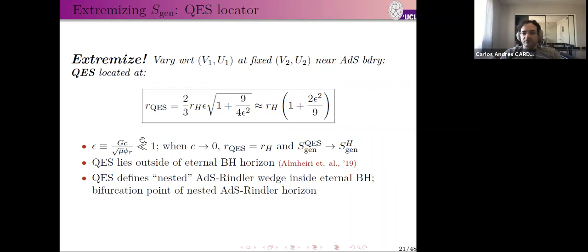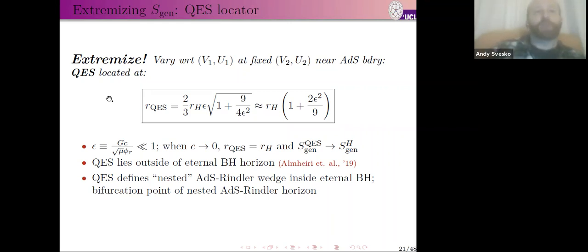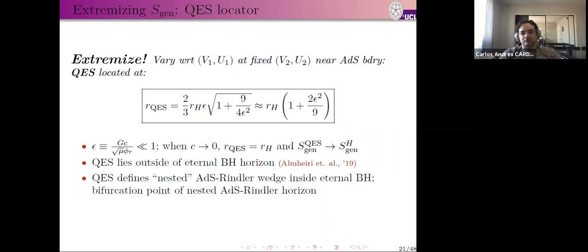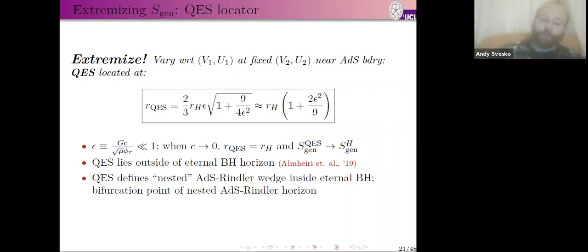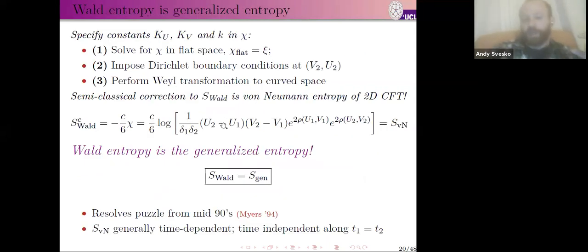Sorry, Randy, what are you extremizing? What is the quantity that you are extremizing? Yeah, so the way people discuss it is you're extremizing the location and the shape of the quantum extremal surface. Literally, you look at this function of u and v, you fix one of the endpoints, say u2, v2, and then you take the derivative with respect to u1 and v1, and that tells you about the location and the shape of the quantum extremal surface.